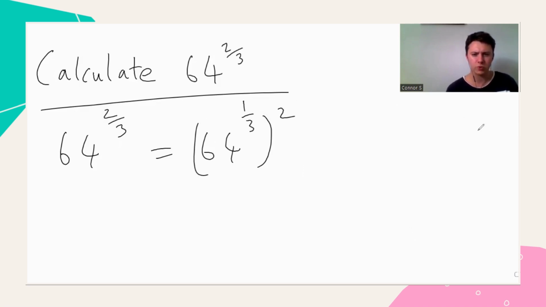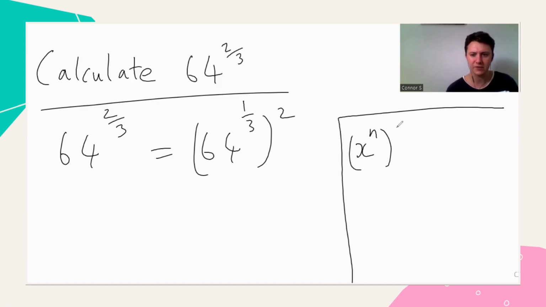So why is that true? Why are we allowed to do that? Let's remind ourselves of one of our rules of indices. Let's say you've got a number x and you raise that to the power of n, a different number, and then you raise that all to the power of m. Do you remember one of our rules of indices? We multiply the powers if we have something like this. That was one of our rules of indices.